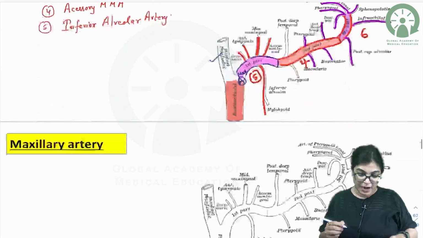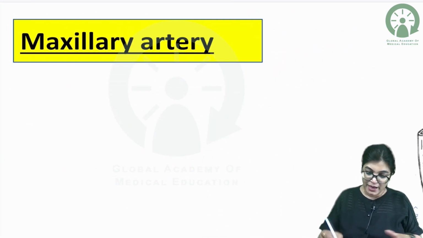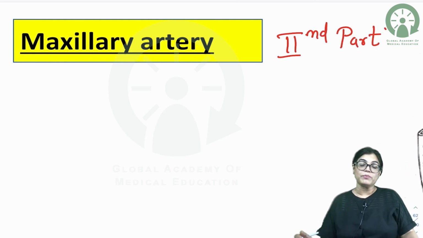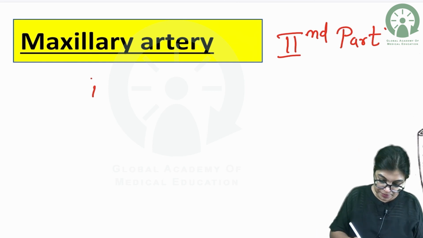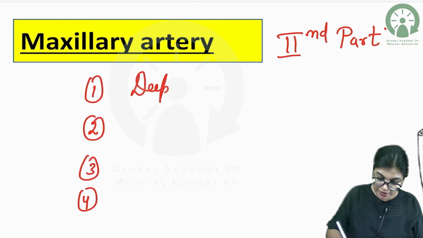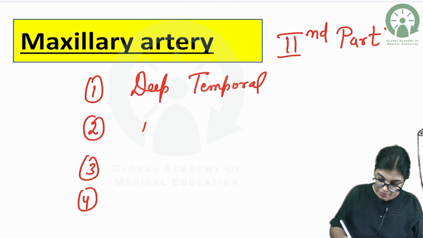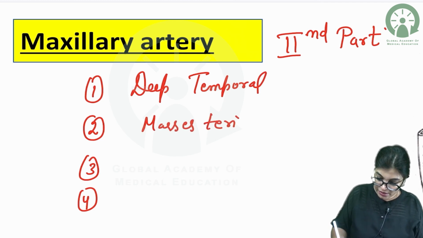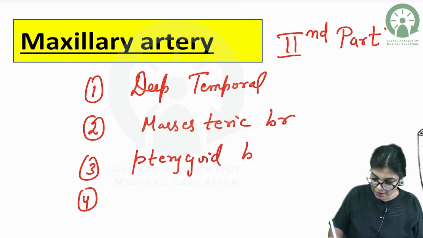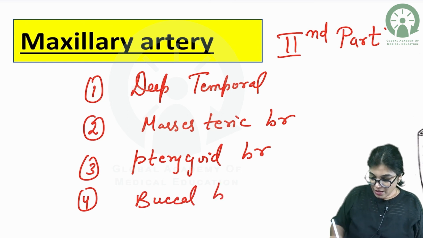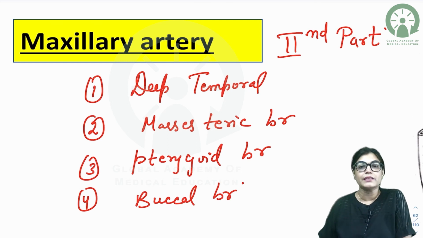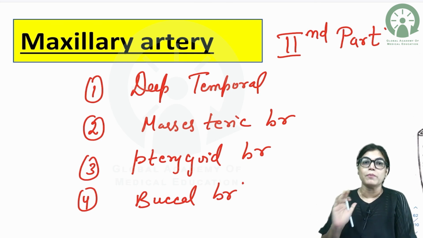Now coming to the branches of the second part. Write down the branches of the second part of the maxillary artery. Actually, all the branches from the second part of the maxillary artery are muscular. So the branches are temporal branches, deep temporal, masseteric branches, pterygoid branches, buccal branches. Deep temporal means the branches to the temporalis muscle, masseteric branches to the masseter muscle, pterygoid branches to the pterygoid muscle, and buccal branches to the buccinator.